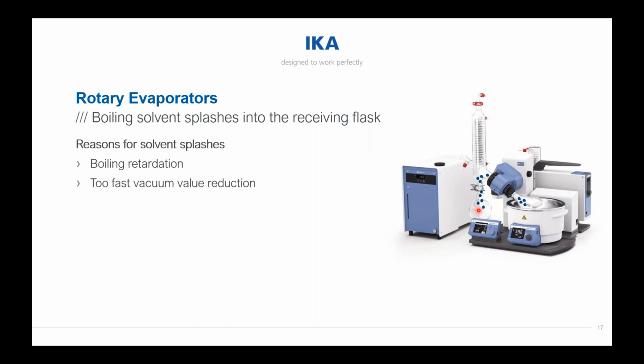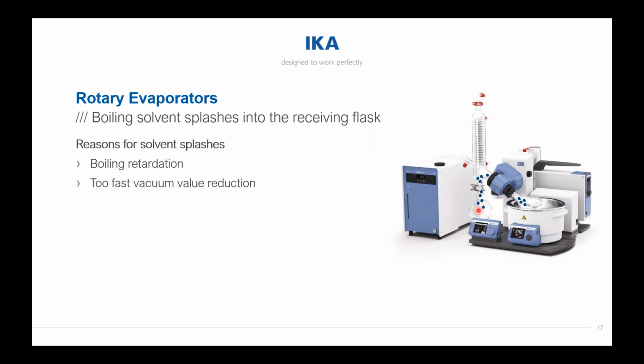Sometimes you have a boiling retardation. Especially if you're using water, the water has a really high boiling retardation. This means you go down with the vacuum value, everything looks fine, and at one point it just starts to boil directly, and everything splashes into your receiving flask. And of course, that's not what you want to have. If this happens, the vacuum value is too low, so you reduced the vacuum value too fast, and that's what you have to avoid.